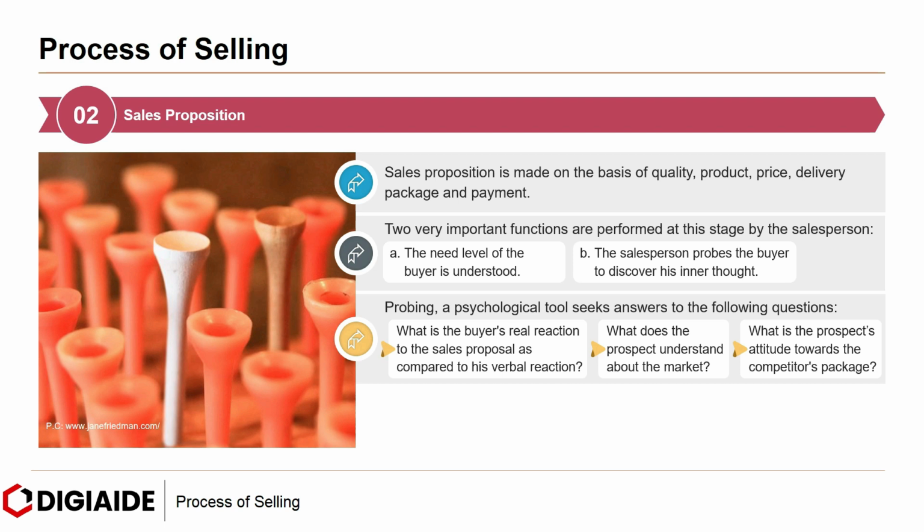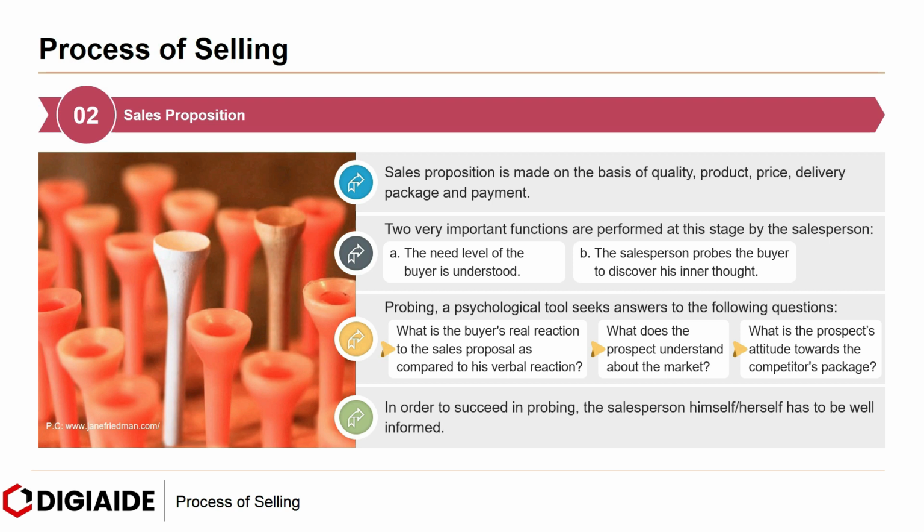First, what is the buyer's real reaction to the sales proposal as compared to his verbal reaction? Second, what does the prospect understand about the market? And third, what is the prospect's attitude towards the competitor's package? In order to succeed in probing, the salesperson himself or herself has to be well informed.